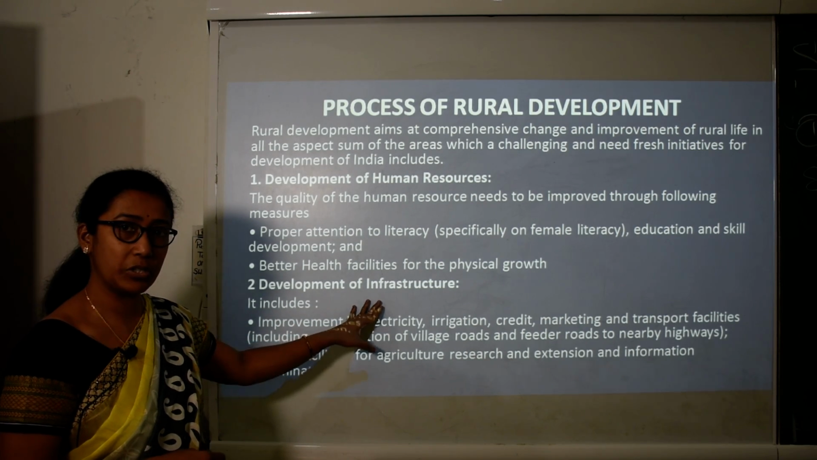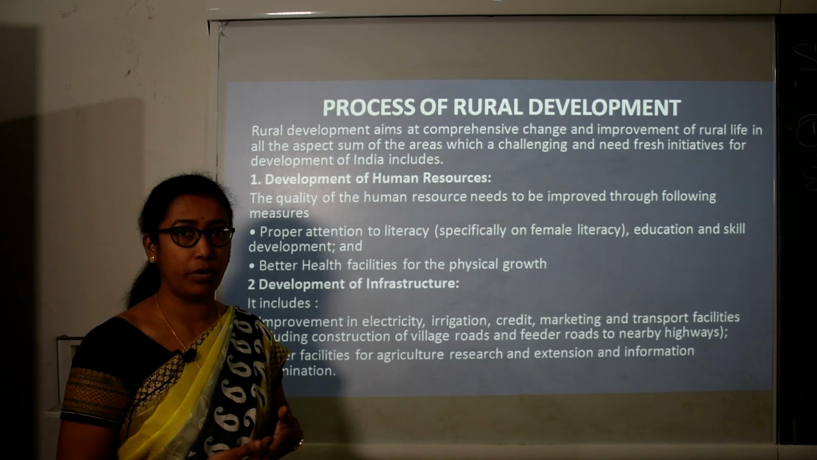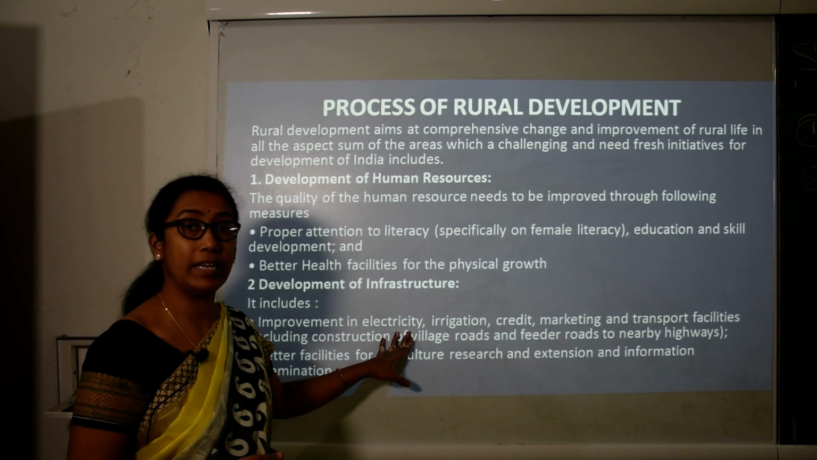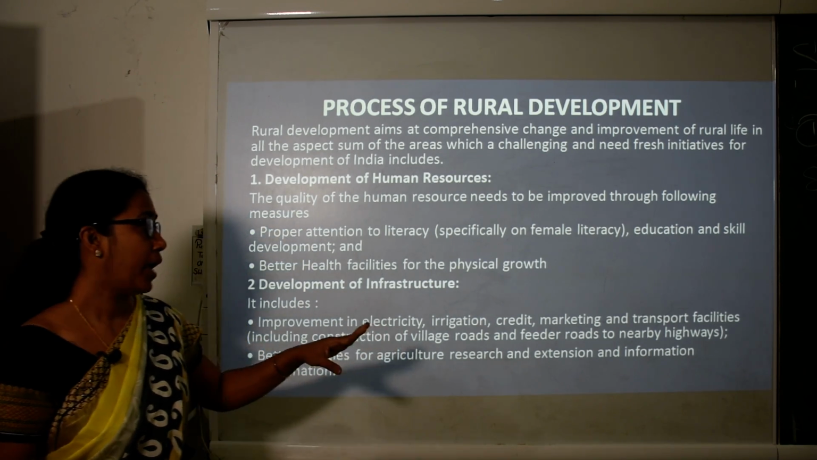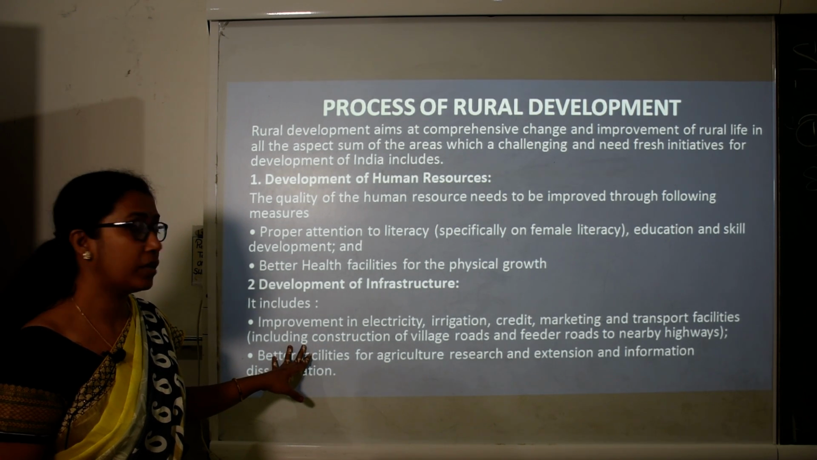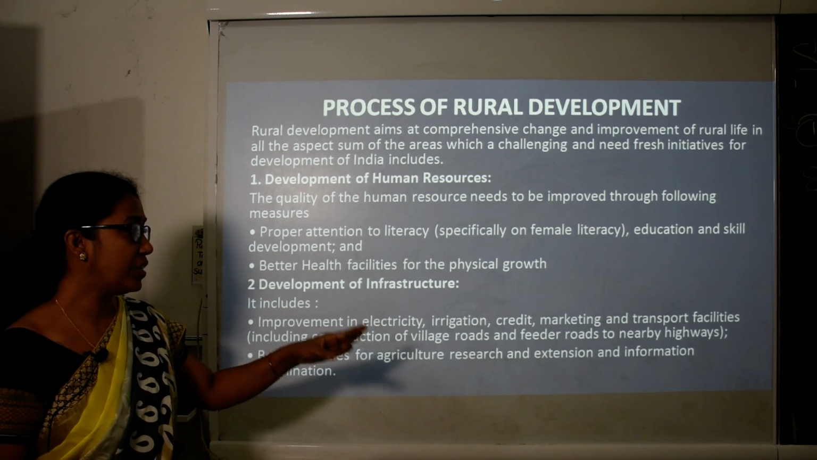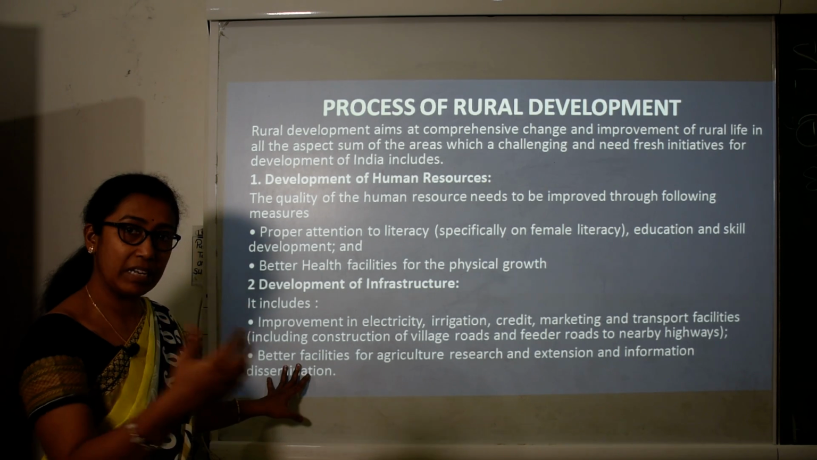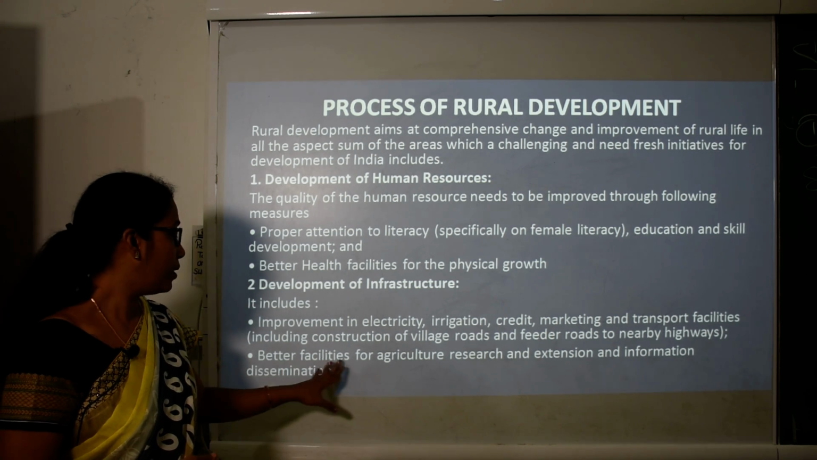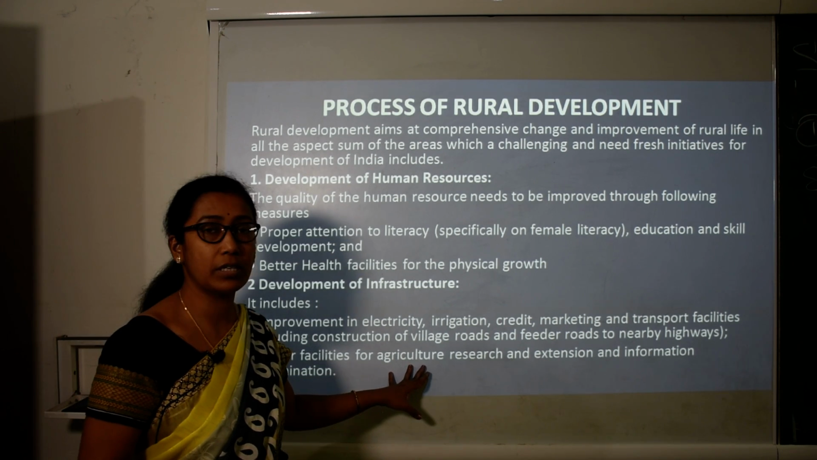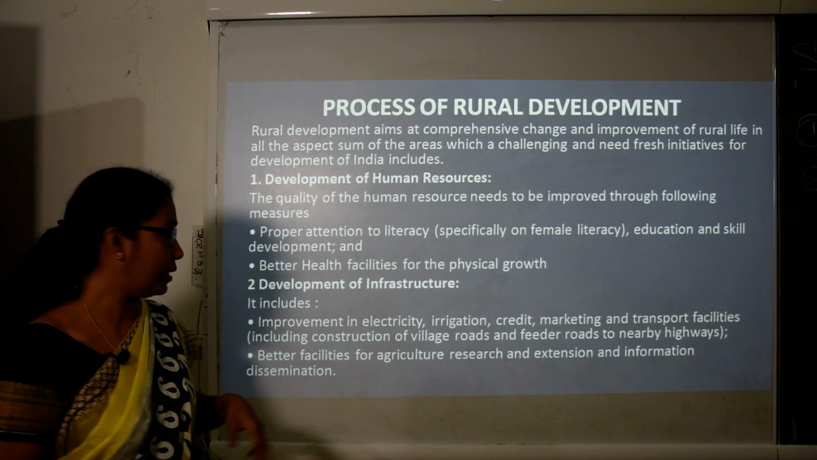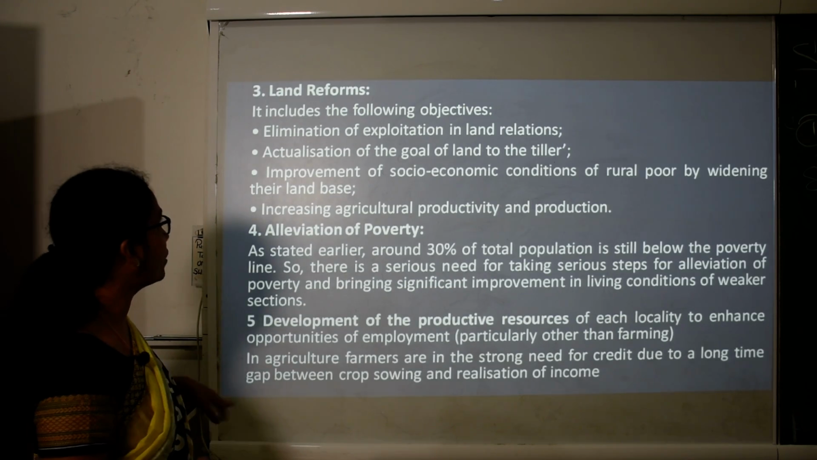Development of infrastructure, that is providing better clean drinking water, roads, railways, transportation, improvement in electricity, irrigation, credit facilities and transportation facilities, including construction of village roads, feeder roads to nearby highways and to urban areas. Better linking facility must be provided to them. Better facility for agriculture research and extension of information and technology must be provided. So, we can develop the infrastructure.